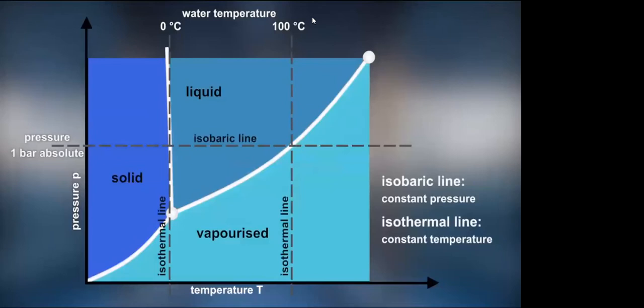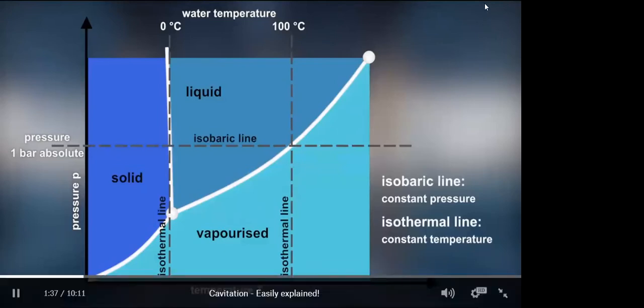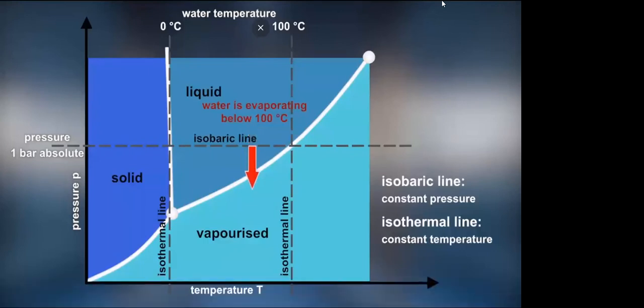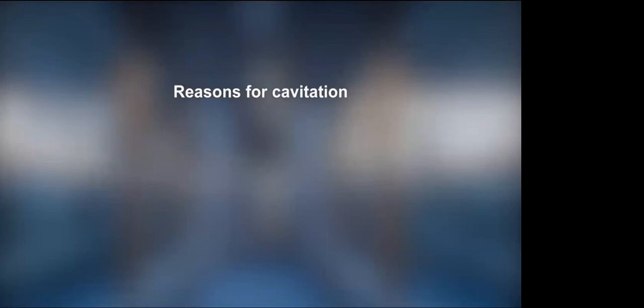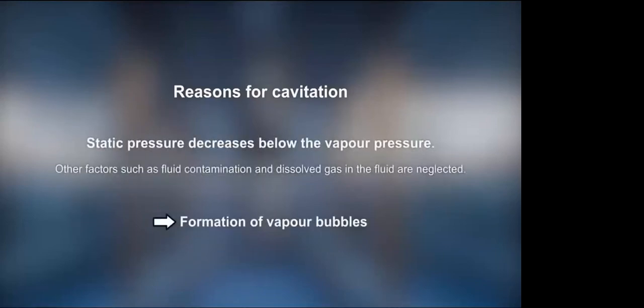Evaporation of water is not only possible when the temperature is increased at a constant pressure. The other possibility is to keep the temperature constant and reduce the pressure below the vapor pressure. Water can evaporate and condensate at temperatures below 100 degrees Celsius if a static pressure is low enough. This is exactly what happens when cavitation occurs. Bubbles of water vapor form when the pressure in a certain location decreases below the vapor pressure. The vapor condensates back to liquid once the bubble has reached a location with a pressure above the vapor pressure.